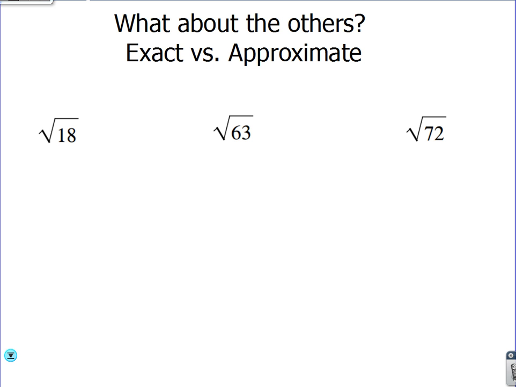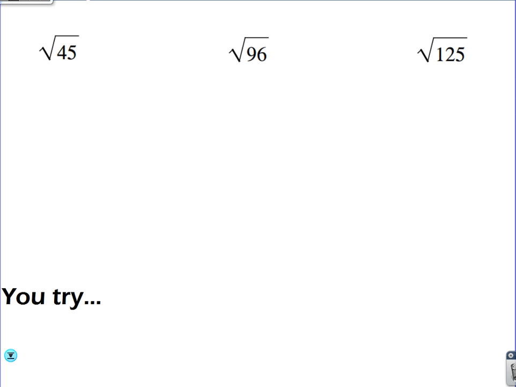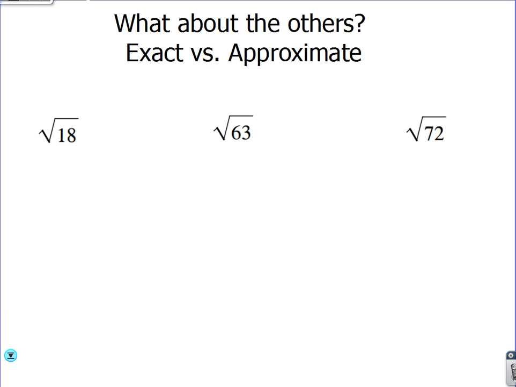Square root of 63, that was like 7.89, somewhere around there. But that's approximate. Square root of 72, that's somewhere between 8 and 9. It's 8.4, 8.5, but that's approximate, okay? So let's talk about how you find exact, or what you can do with exact.